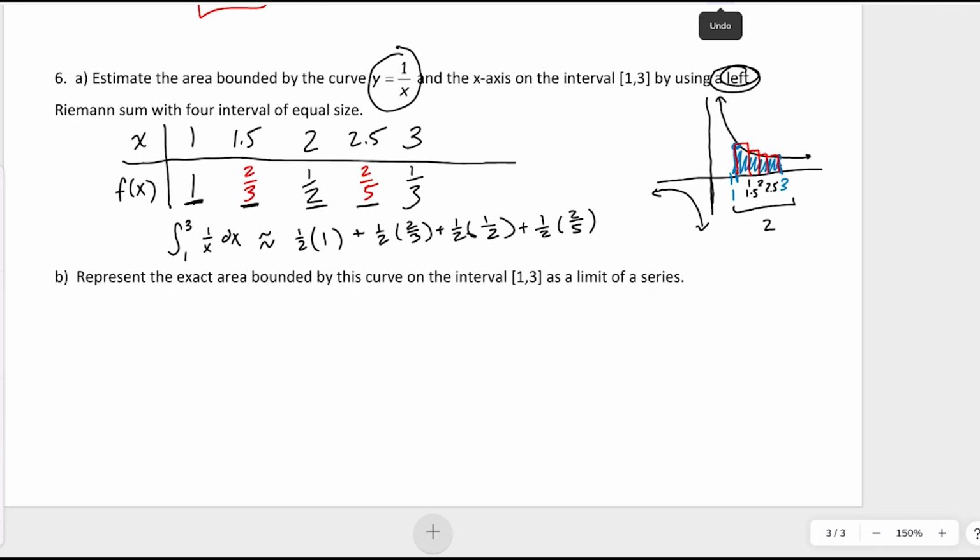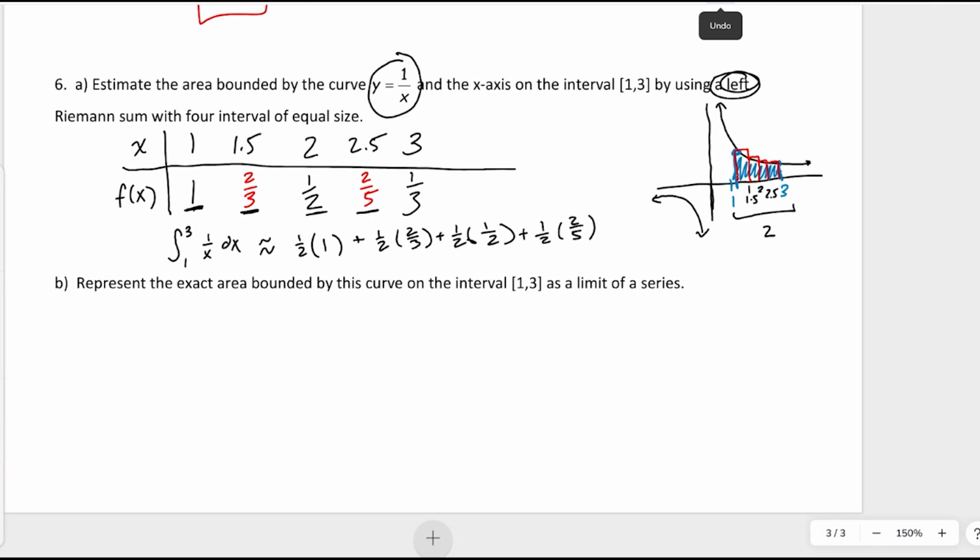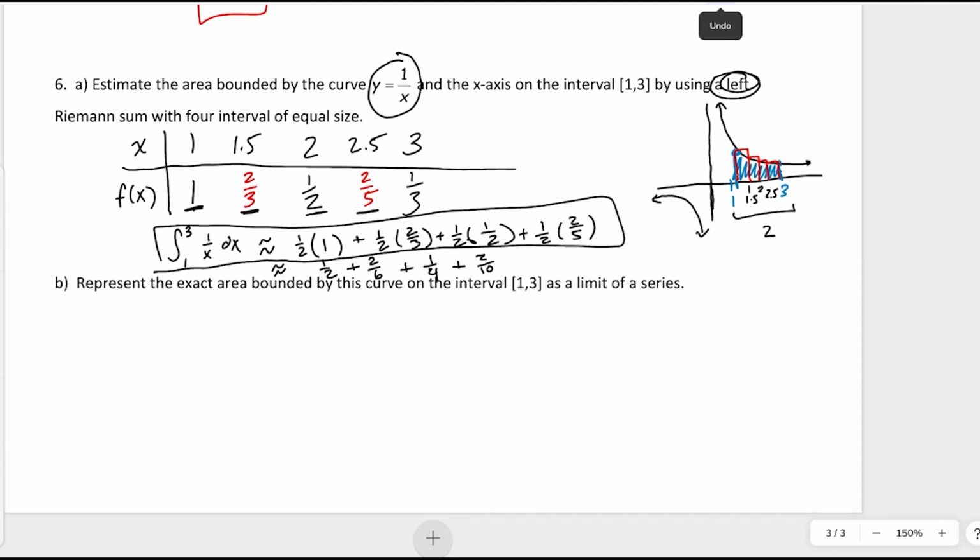And there you go. We can simplify this further, though you don't really need to. That'd be a half plus 2/6, which would really just be a third, plus 1/4, plus 2/10, and you could simplify that as well, but I'm just going to leave it there. Looks like it's going to be a little bit over 1 probably.